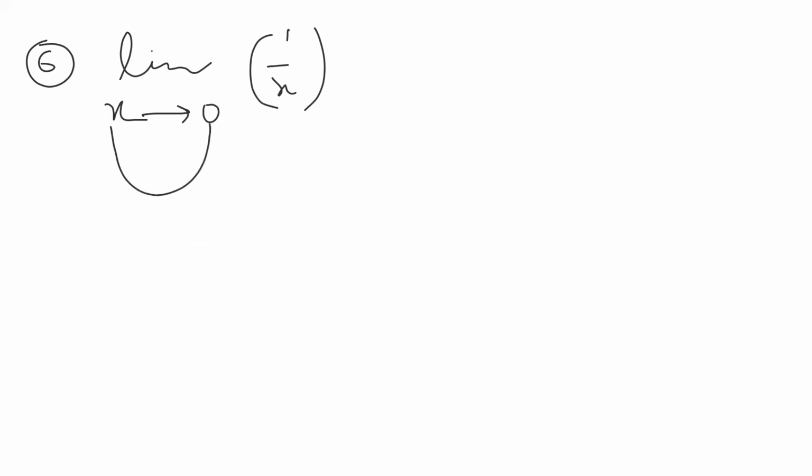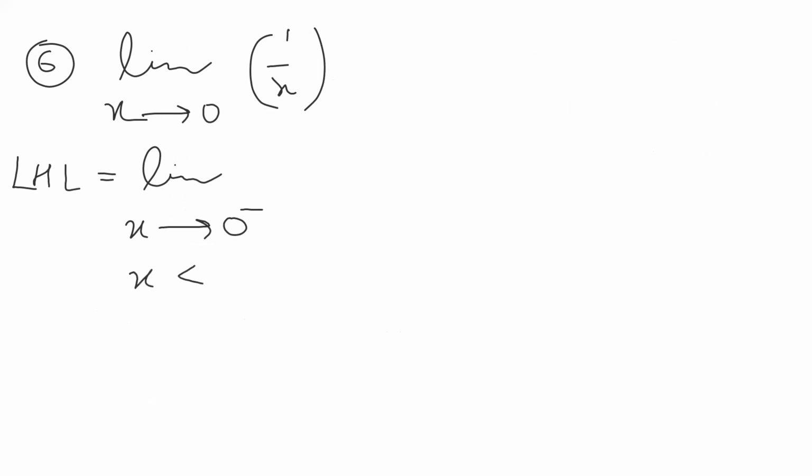They're asking whether the limit as x approaches 0 of 1 by x exists or not. So x is approaching 0 from the left hand side and from the right hand side. For the left hand side limit, x approaches 0 minus, so x is lesser than 0. The values of x are approaching 0 from the left hand side.